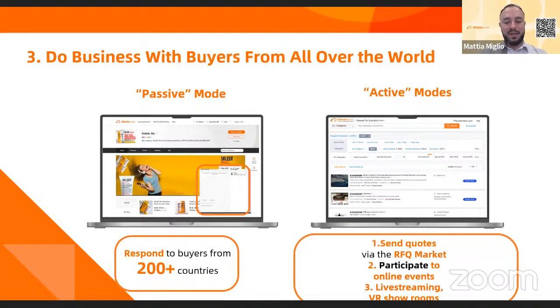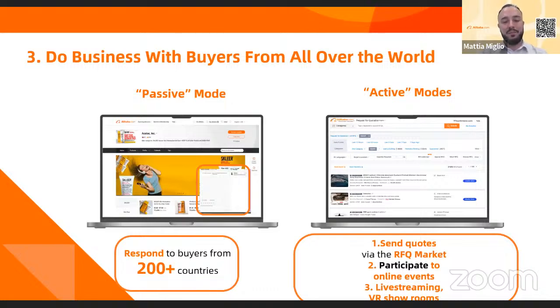The active mode is to send quotes directly to a request for quotation. Buyers can post requests for quotation in our platform. You can filter these requests for quotation on a daily basis on the Alibaba.com RFQ market, and you will be able to answer. Each membership will give you a number of quotes that you can send to the buyers.